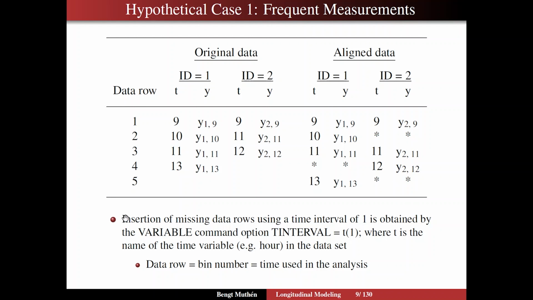So this is insertion of missing data rows using a time interval of 1, which is obtained by the variable command option t interval, t parenthesis 1, where t is the name of the time variable. So for instance, the hour here that we were working with. And the data row will then be what we will call a bin number, the time that's actually used in the analysis, this integer time, 1, 2, 3, 4, 5.